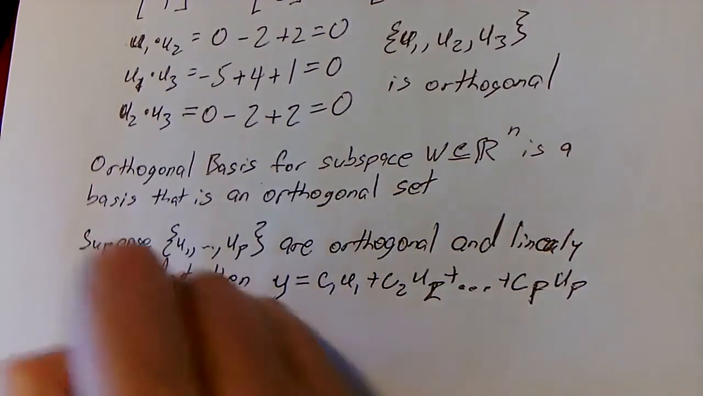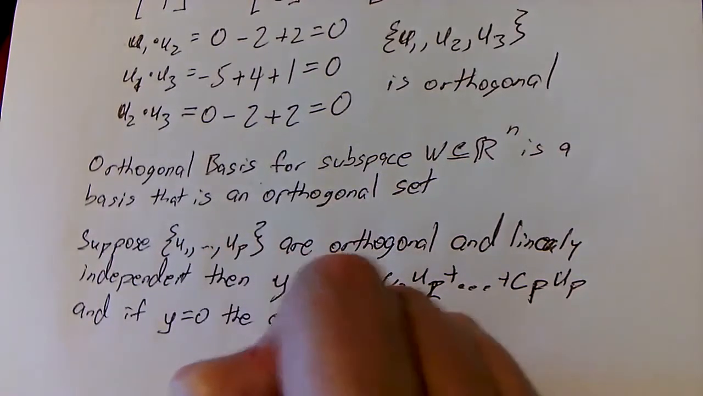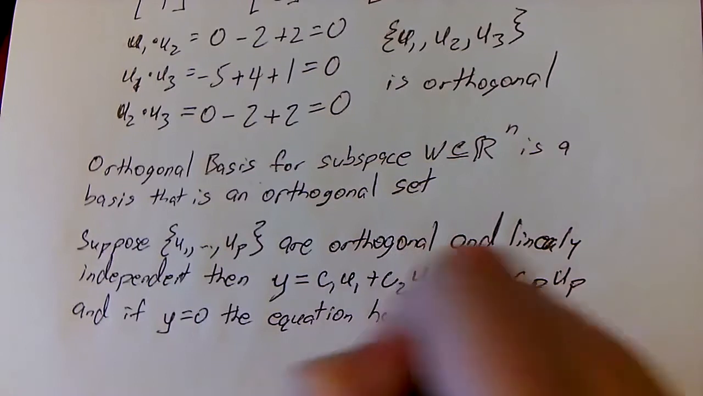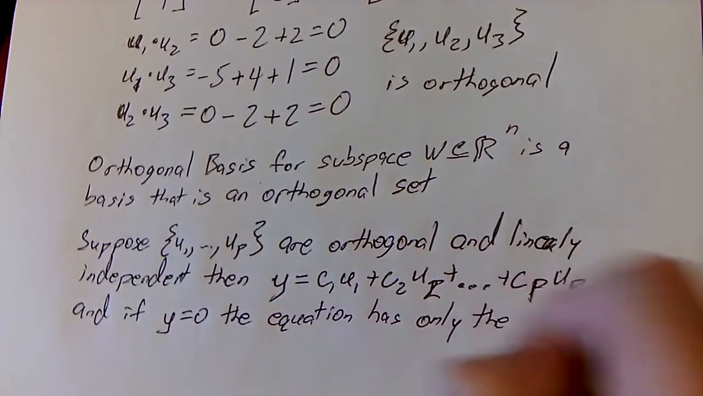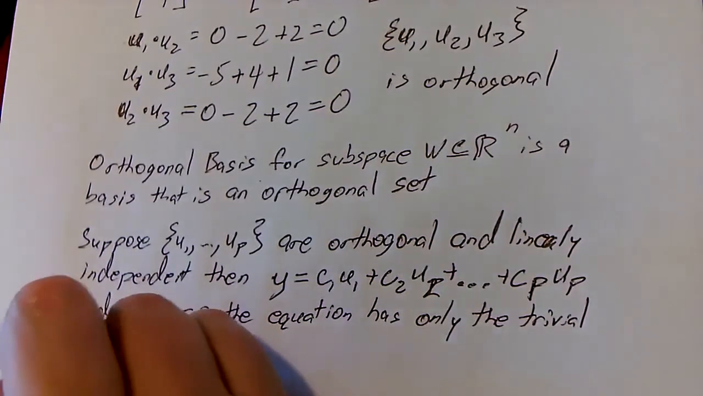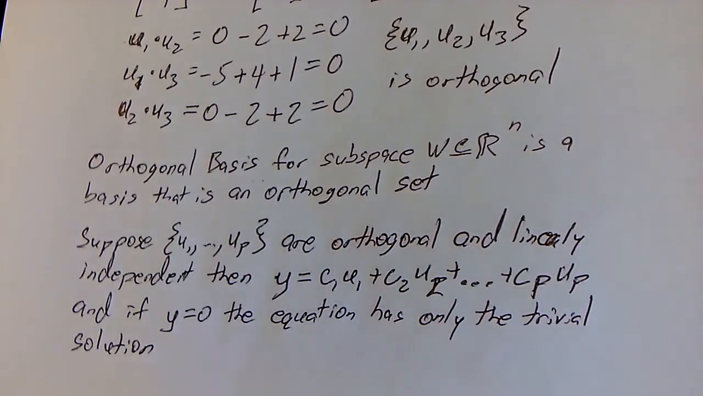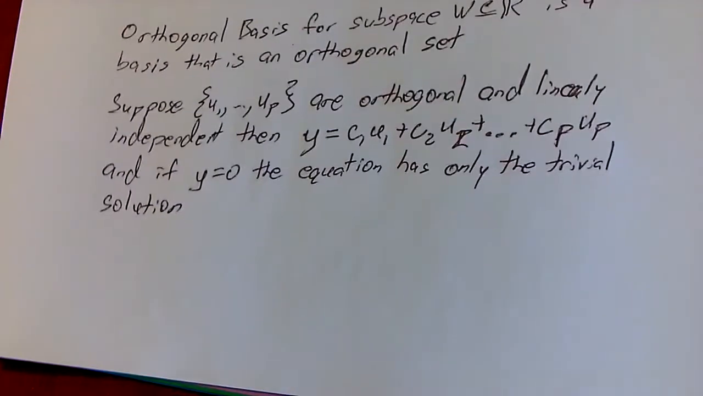And if y equals 0, the equation has only the trivial solution. We know that because of linear independence. If you have linear independence, you know you have only the trivial solution. All right, so we can be even better than that. Certainly if I have linear independence, I have only the trivial solution.